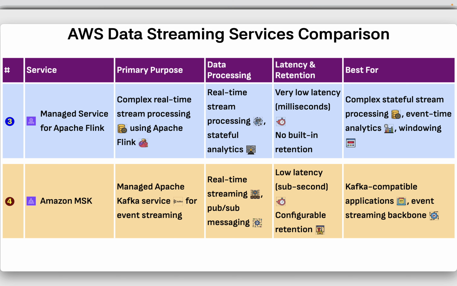So it is best when you have a Kafka dependency, like Kafka-compatible applications, or you are migrating but you have to stick with Kafka. Then only you will choose this. And it's an event streaming backbone. So basically it can also do pub/sub and all, similar to Kinesis Data Streams, but Kafka is involved.